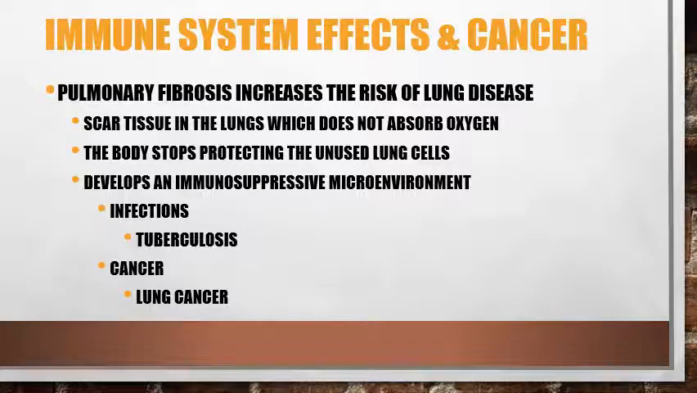How does this then affect your immune system? Pulmonary fibrosis increases the risks of lung diseases. Because the scar tissue in the lungs doesn't absorb oxygen anymore, the body stops protecting those unused lung cells. This then produces what's called an immunosuppressive microenvironment. The body is no longer protecting these cells, and so infections are more common in these scarred lung tissue cells. Tuberculosis is one very serious infection that can happen in this immunosuppressive microenvironment in your lungs. Also, because the body is no longer protecting these lung cells, cancer can then develop in the lung cells.